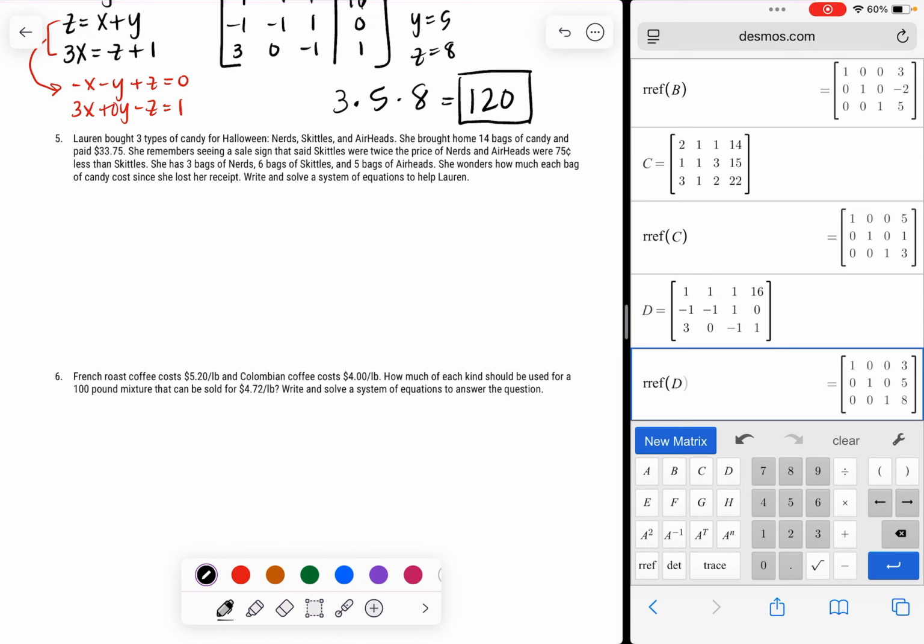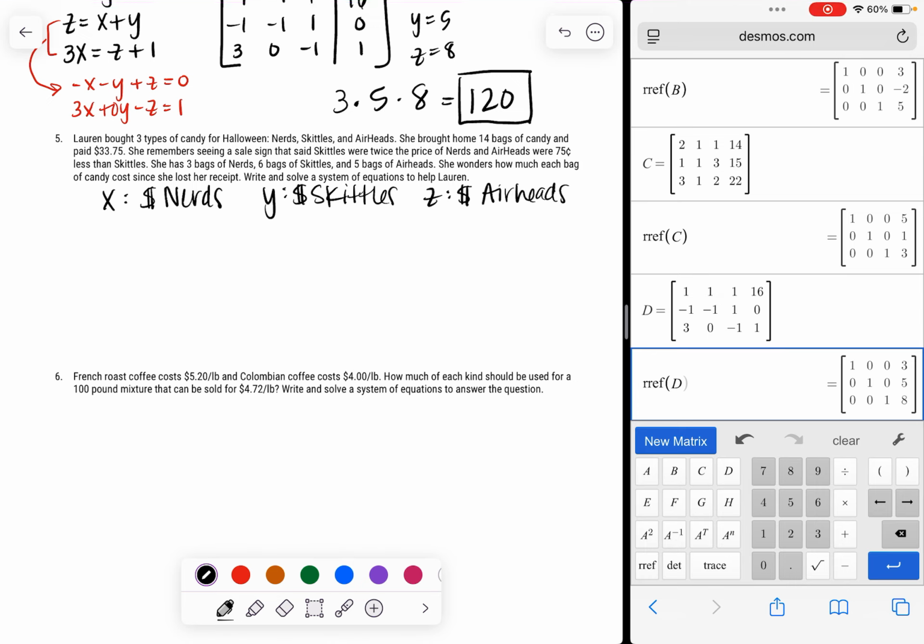So I kept reading because I was waiting to see what we're actually looking for. So we're looking for the cost of Nerds, the cost of Skittles, and the cost of Airheads.